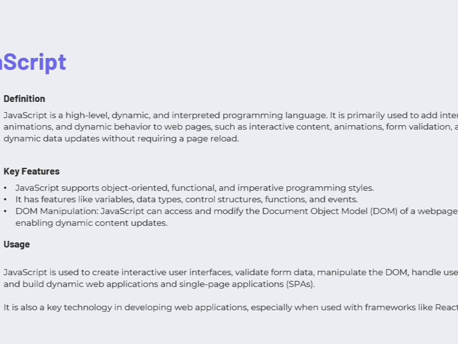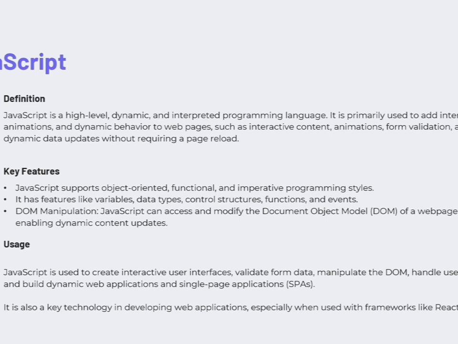Now we will see some key features of JavaScript. JavaScript supports object-oriented, functional, and imperative programming styles. It has features like variable data types, control structures, functions, and events. The main motive of JavaScript is DOM manipulation. DOM stands for Document Object Model. JavaScript can access and modify the Document Object Model of a web page, enabling dynamic content updates.